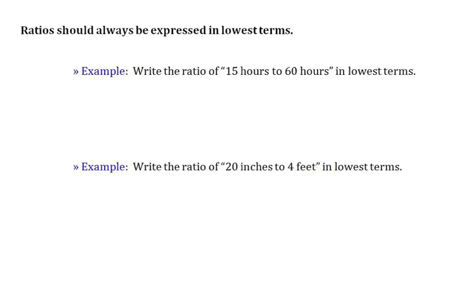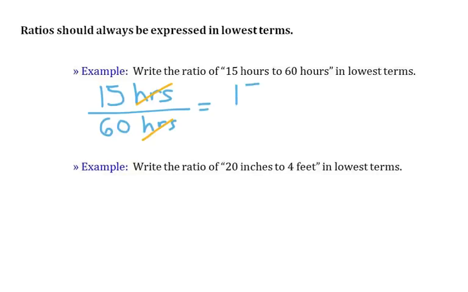First, let's try writing the ratio of 15 hours to 60 hours in lowest terms. Right away, I'll start by writing it in our fraction form we saw just a moment ago. So 15 hours came first, 60 hours came second. And because this is a ratio, we have the same type of unit, hours on top and hours on bottom. So this really means we're reducing the fraction 15 over 60.